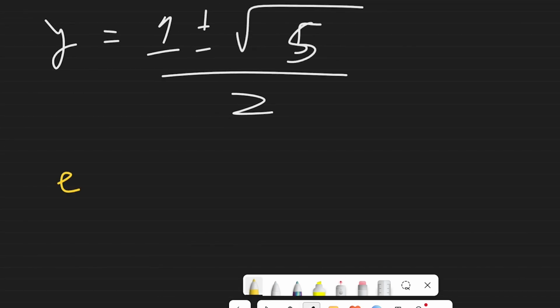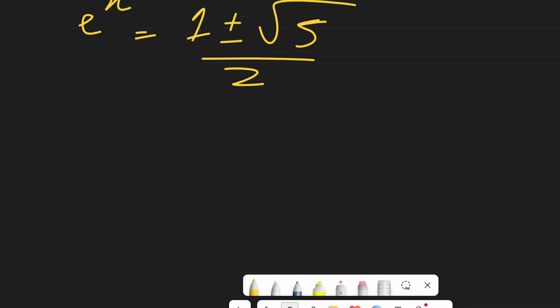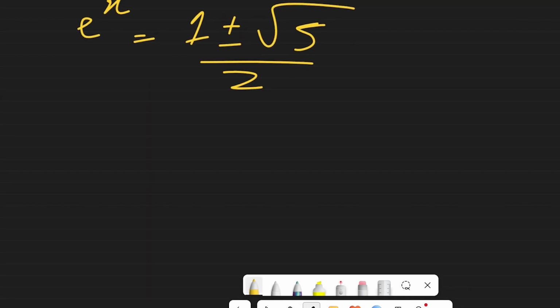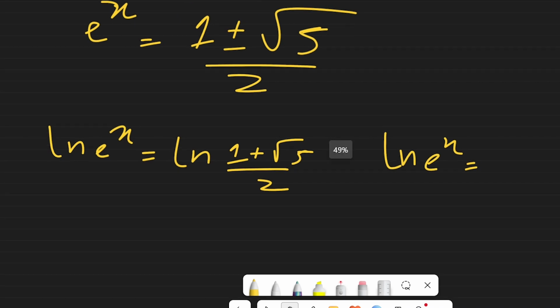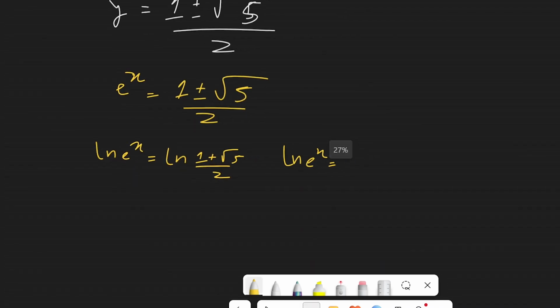So e power x is equal to (1 plus or minus square root 5) over 2. Now I can take ln on both sides. ln of e power x is equal to ln of (1 plus square root 5) over 2, and on the other side I would have ln e power x is equal to ln of, just put it in brackets, (1 minus square root 5) over 2.